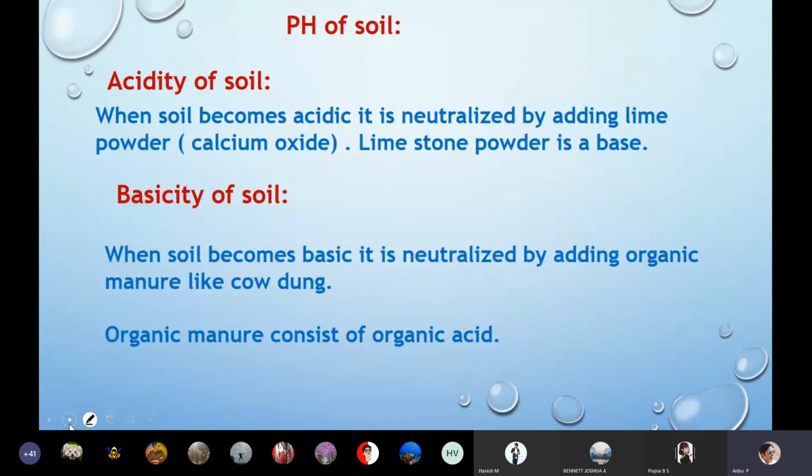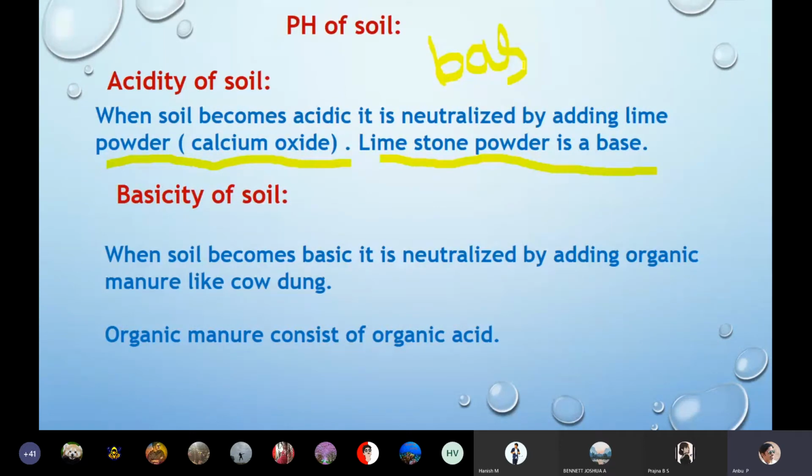it is neutralized by adding lime powder. It is nothing but calcium oxide. The lime powder is nothing but limestone powder. And we know that calcium oxide is a base. So if the soil is acidic, then it is neutralized by adding a base called calcium oxide. It can also be called quicklime or lime powder or limestone. All three things are the same.